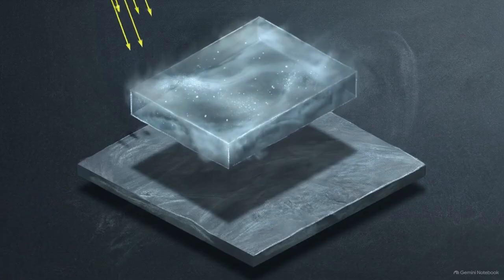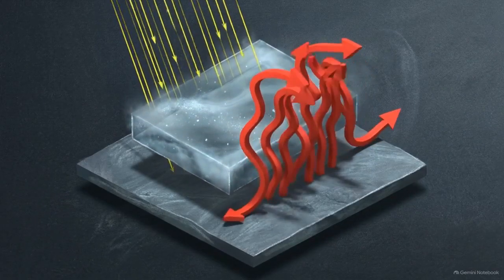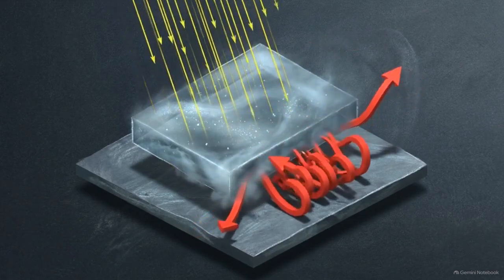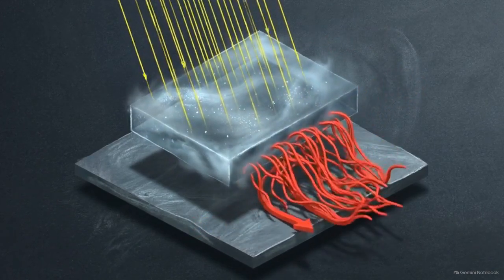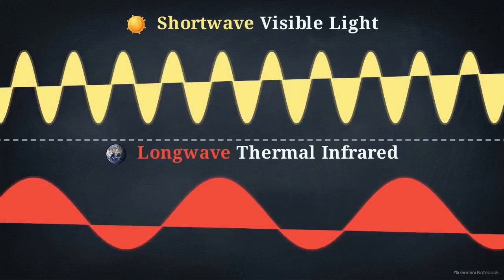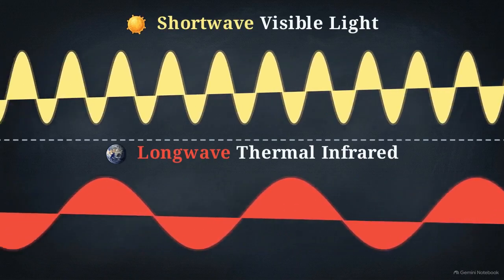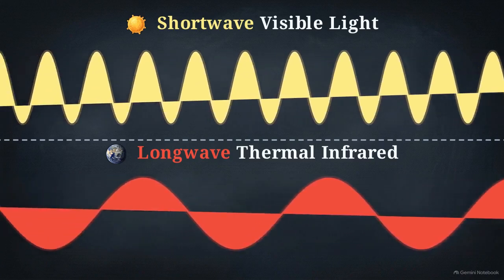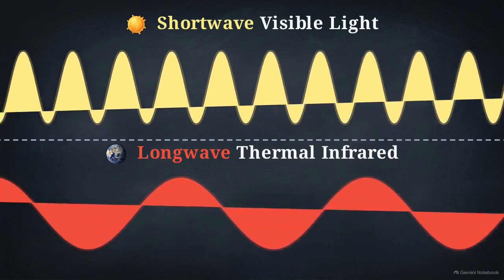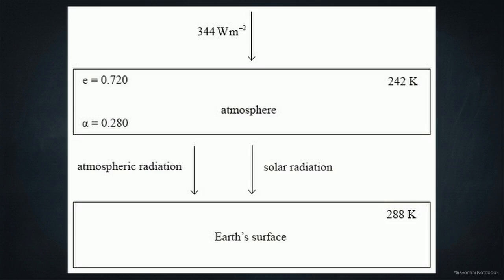Incoming sunlight easily slices through the clear atmosphere, but this outgoing thermal energy faces a severe physical obstacle. That shift in wavelength, from incoming shortwave visible light to outgoing long-wave thermal infrared, is the exact mechanism that makes the greenhouse effect possible. This energy balance diagram introduces a formal two-layer climate model to account for that outgoing heat, splitting the atmosphere and the surface into distinct interacting zones.